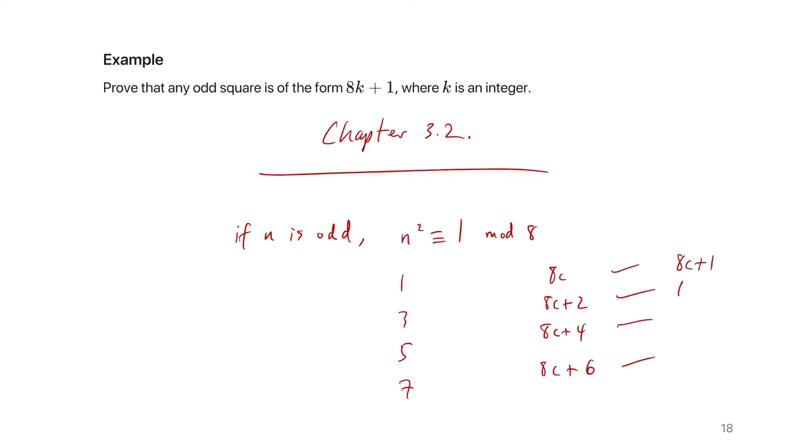Those are all even. I look at 8c plus 3, plus 5, and plus 7. So you end up just having to evaluate those four quantities squared modulo 8, and they all come out to 1. You can see 1 squared is 1, 3 squared is 9, which is 1, 5 squared is 25, which is 1 more than 24, which is 1, 7 squared is 49, which is 1 more than 48, which is also 1. Okay. That was pretty quick, but I recommend you take a look at the textbook chapter because it walks through that a little more in depth.